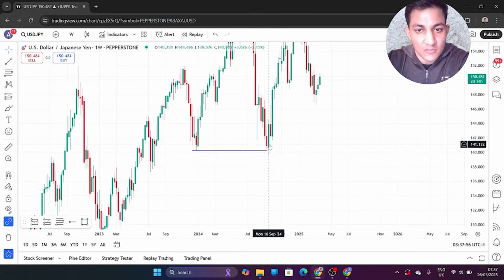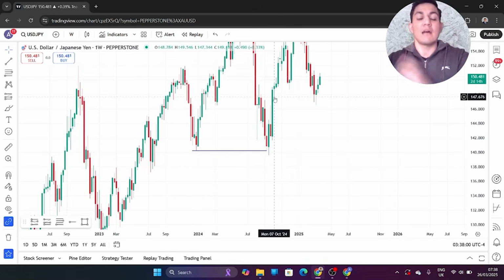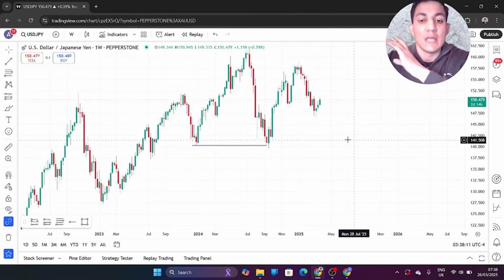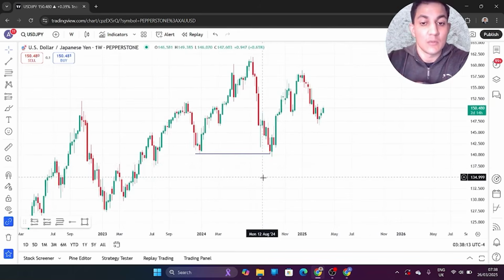And you see this wick? We come down, we wick out this low, and instantly reverse. That right there is a liquidity sweep. Very, very important. If you don't understand liquidity sweeps, don't worry. There's a full, completely free 2-hour trading course where I go into stupid detail about liquidity sweeps. But if you understand liquidity sweeps, you'll know exactly what I'm talking about here.